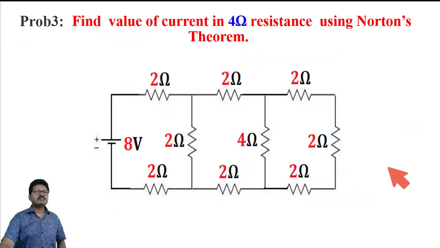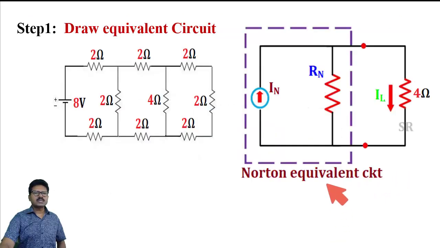Now in this problem we have to find the current through the 4 ohm resistance using Norton's theorem. So first we need to draw the equivalent circuit. This is the load resistance 4 ohm. The rest of the circuit has been converted into Norton's current and Norton's resistance. So I will calculate the value of Norton's current and Norton's resistance.